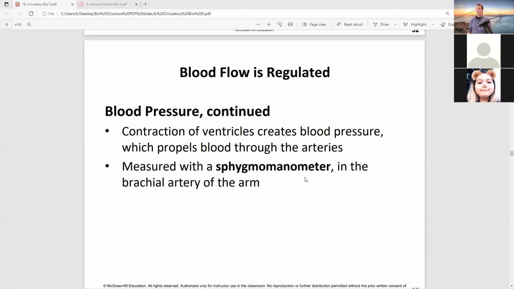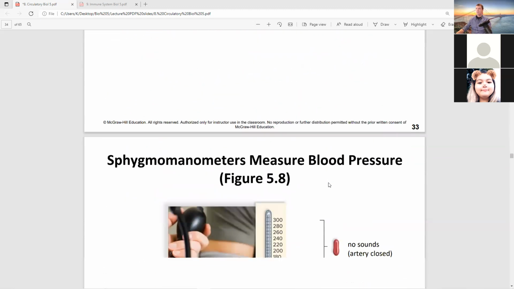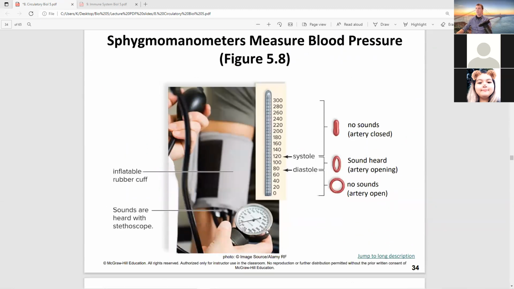So blood flow is regulated. Contraction of the ventricles creates blood pressure, which propels blood through the arteries. And this is measured with the sphygmomanometer, which is placed on the brachial artery of the arm. And so here's an image of that.